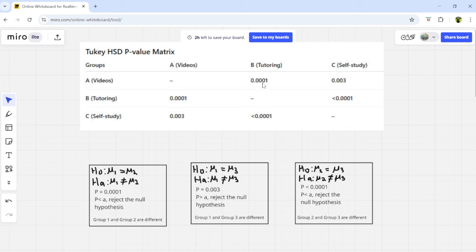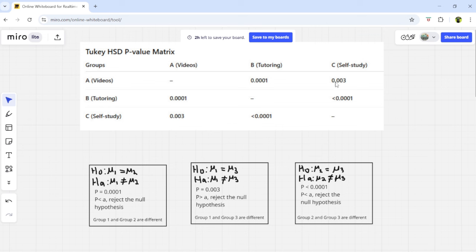The p-value given is 0.0001. This matrix is based on the p-values. The p-value is equal to 0.0001, so it's less than alpha, since we're using 5%. Then we reject the null hypothesis and say group 1 and group 2 are different. And then we look at the second one, which is group 1 and group 3. We compare group 1 against group 3 now. We first say they are the same, and for the alternative we say they are different. The same as we did with group 1 and 2.